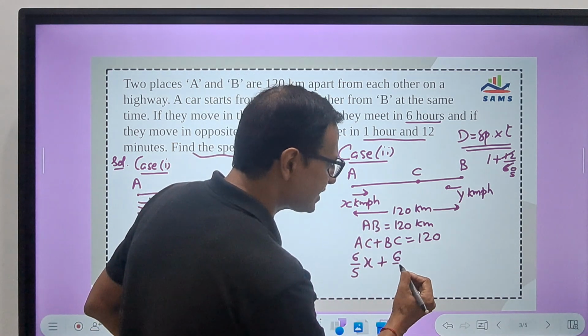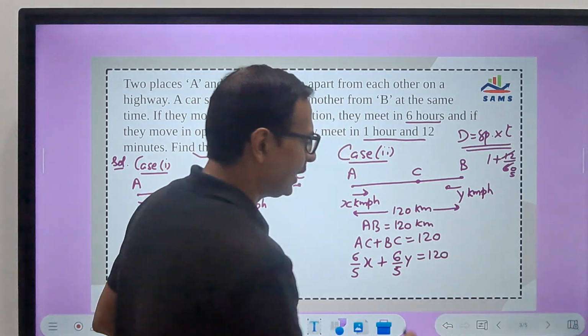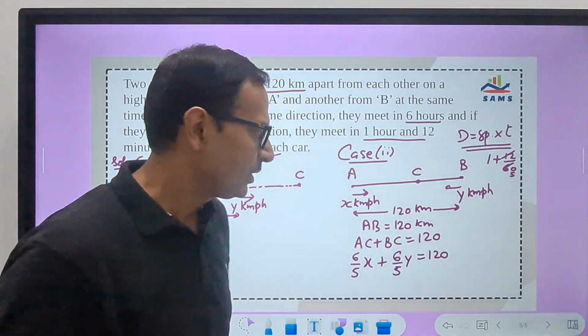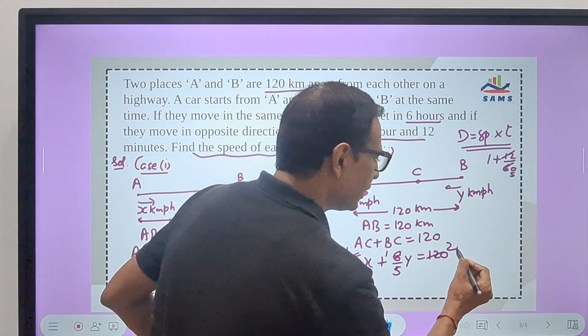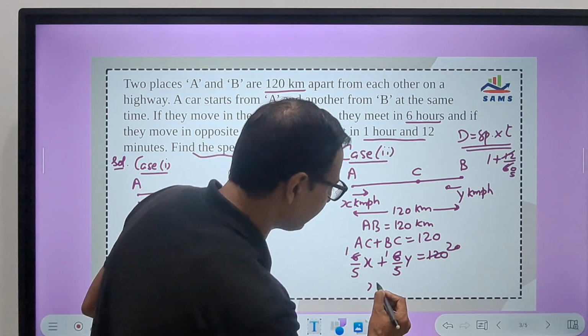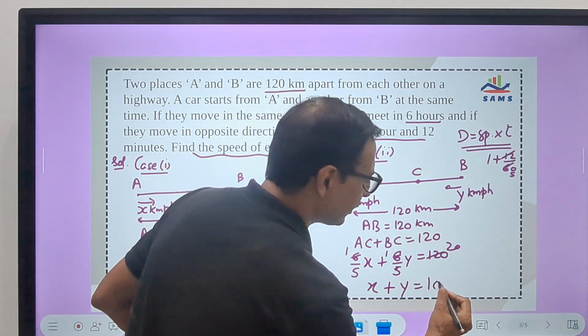Similarly, the time is same, speed is y equals 120. And now I can get rid of 6 upon 5. I can cancel the 6 like this and cross multiply the 5. I will get x plus y equal to 20 into 5, 100.